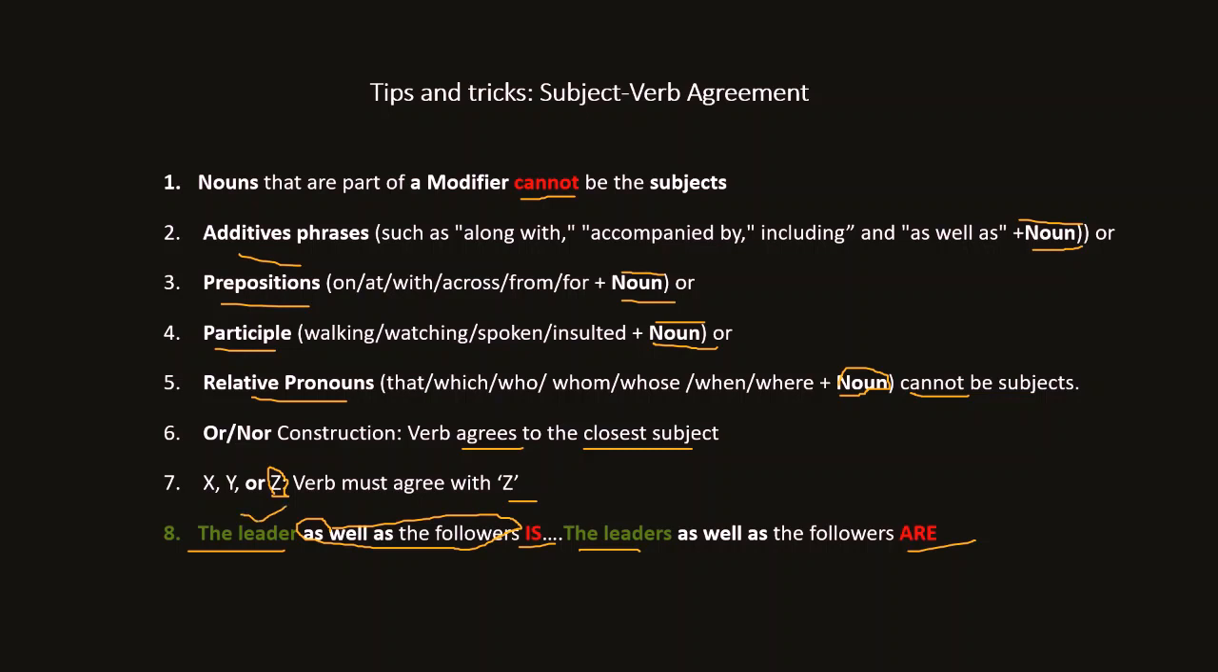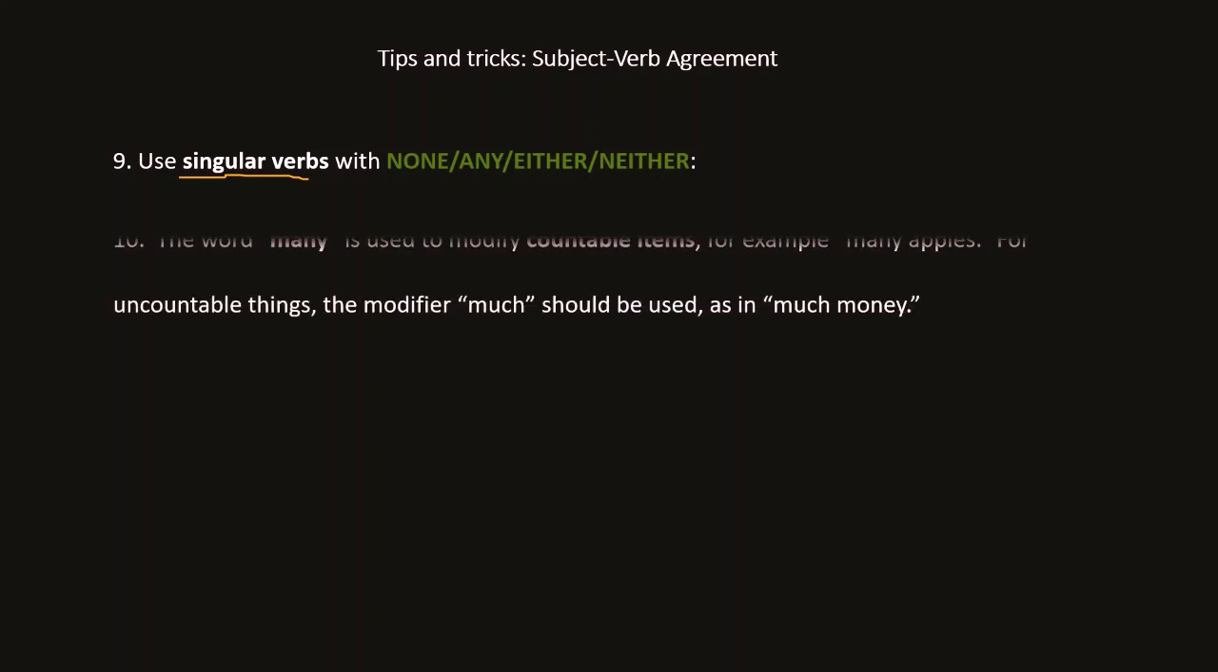Tip number 10. The word many is used to modify countable items, for example, many apples. And for uncountable things, the modifier much should be used, as in much money. Tip number 11. Phrases or clauses used as nouns or subjects usually take singular verbs.